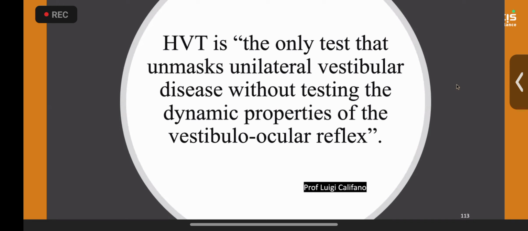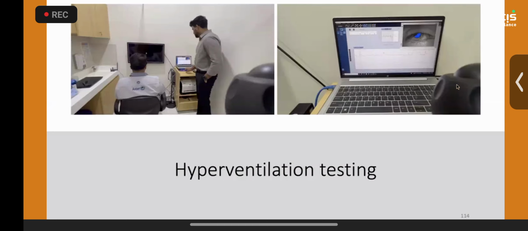But hyperventilation involves deep breathing, and next to elicit the vestibulo-ocular reflex abnormality. Now look next at how this test is conducted.